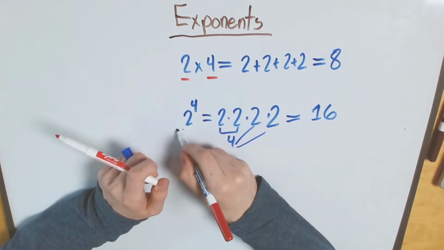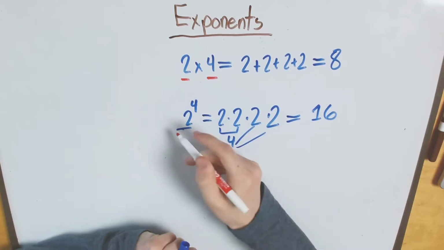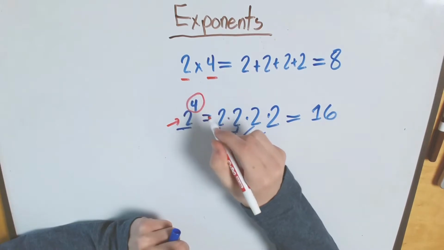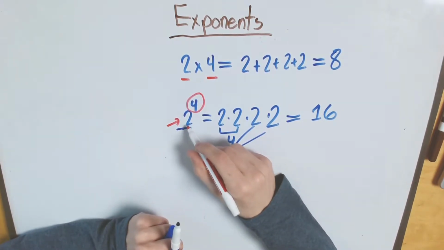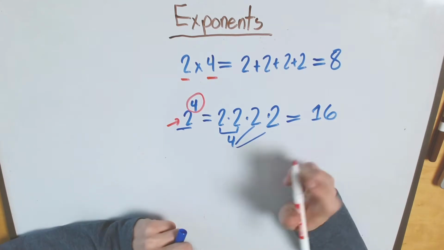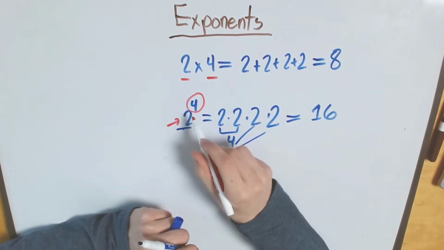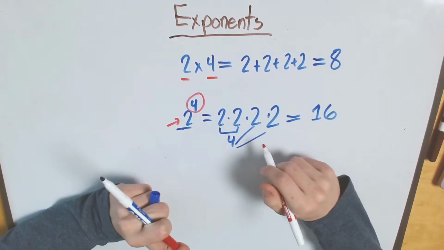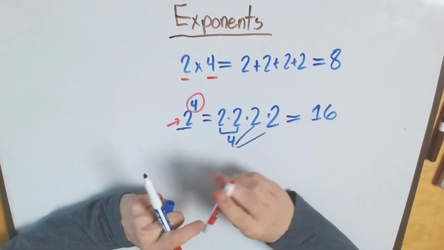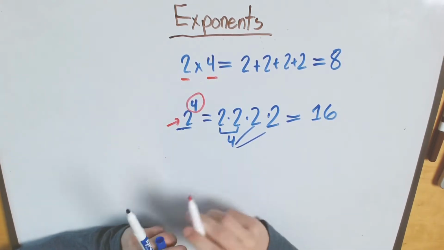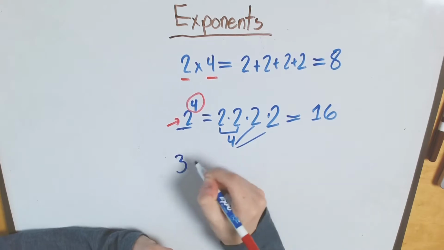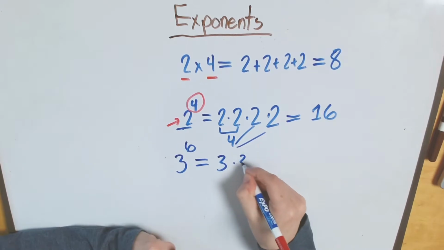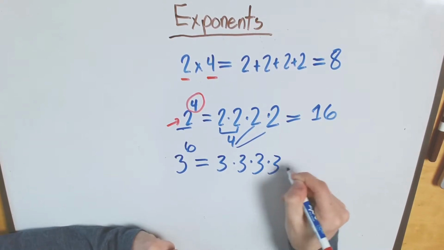Given a number that we call the base, we raise it to a certain power, and whatever that power is, we multiply the base that many times, right? So with a base of 2 and a power of 4, that means we're multiplying 2 by itself 4 times, right? 1, 2, 3, 4. If we were multiplying, say, 3 to the 6, we'd be multiplying 3 by itself 6 times.